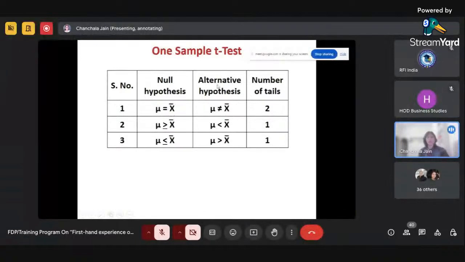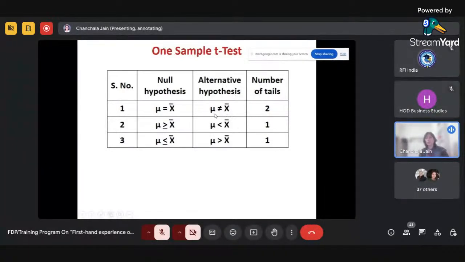Alternatively, I am saying mu is not equal to x bar. That means it can be either greater than or less than, but I am not sure. That is why I have written mu is not equal to x bar. Whenever you are saying that the sample mean is not equal to the population mean, that means this type of test is known as a two-tailed test, right?